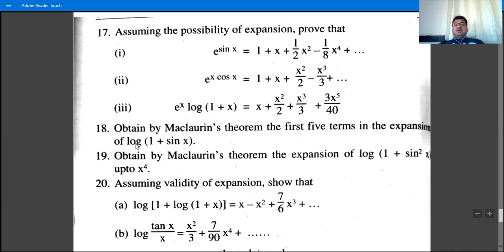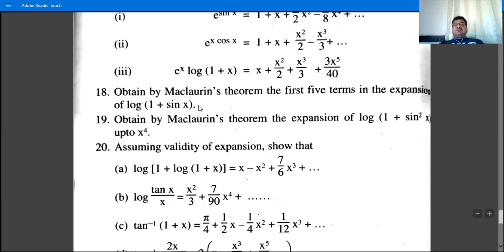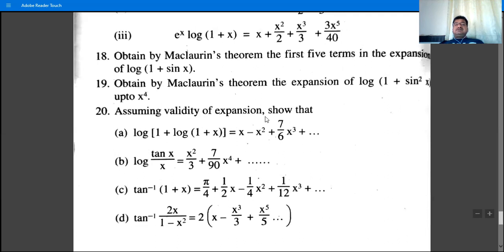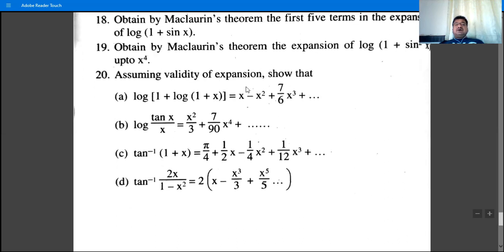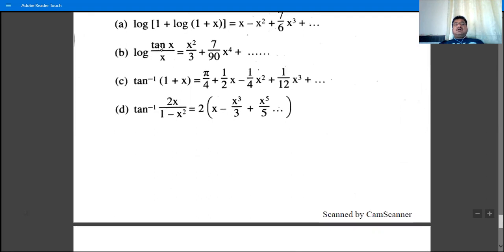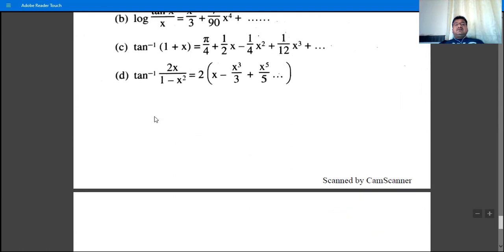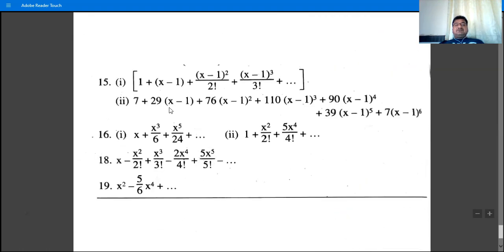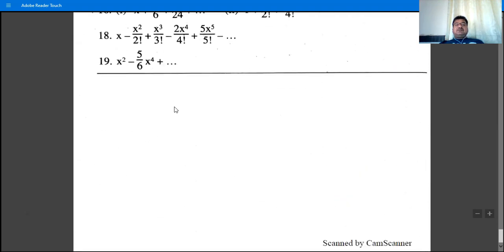This is again log 1 plus sin x. Take f of x as log 1 plus sin x, then write Maclaurin's theorem and find the expansion. So assume the validity of the expansion of log 1 plus x. These are again problems on Maclaurin's theorem. Then f of x as log of tan x by x, and then find the expansion. Log tan x by x means log tan x minus log x. Expand this by using the theorem. So these are the answers of the problem.